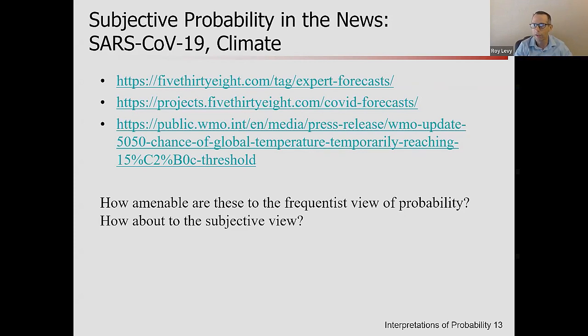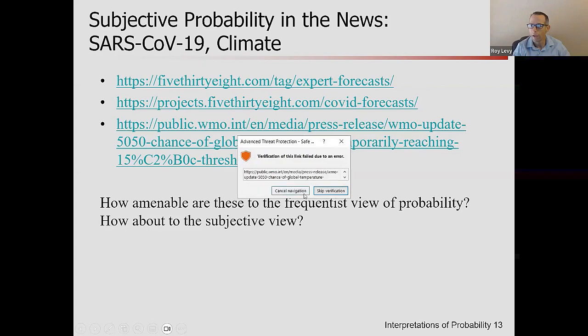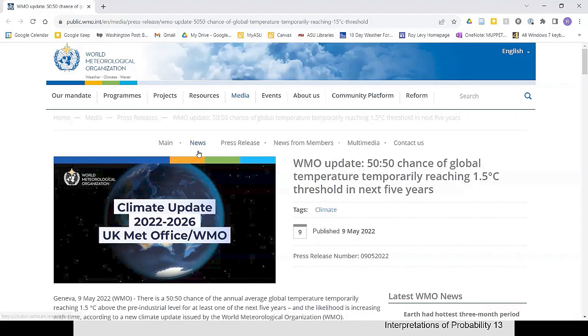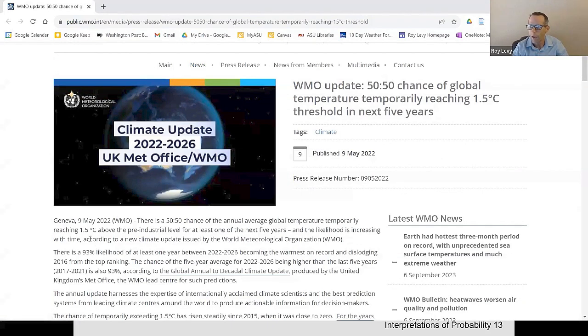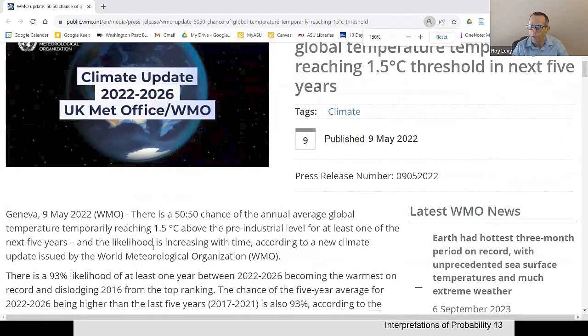And here are some links to things like subjective probability from things like election forecasting or COVID forecasting or climate. Here, let me see if I can call this one up, get it going. Terrific. So this is from the World Meteorological Organization from spring 2022. I'll just read it here. Here, I can zoom. "There is a 50-50 chance of the annual average global temperature temporarily reaching 1.5 degrees Celsius above the pre-industrial level for at least one of the next 5 years."